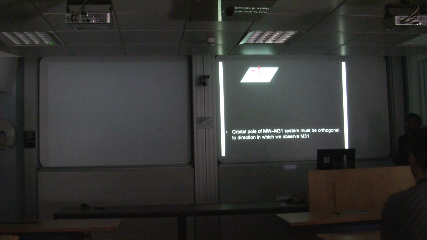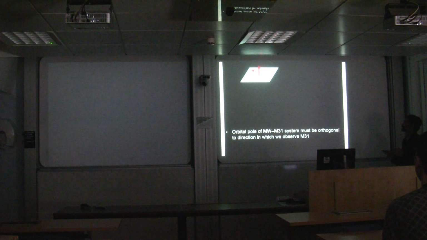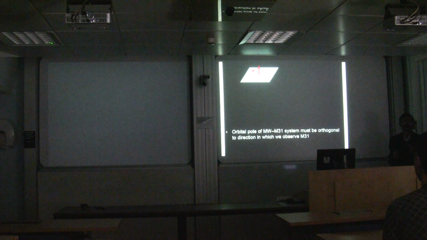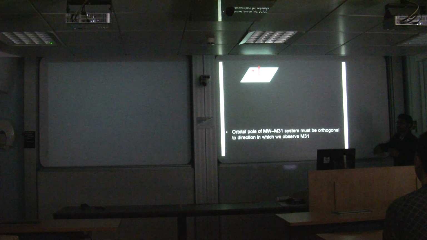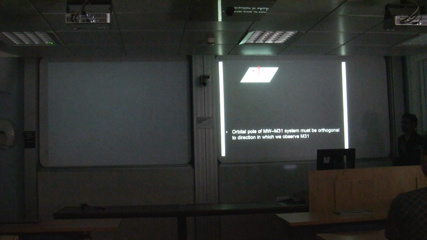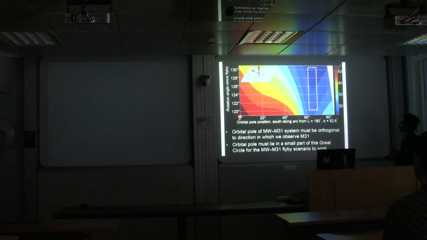But how do we know that? Well, we don't know that for sure, right? The orbital pole could just as easily be in that direction instead. As long as it's orthogonal to the Milky Way Andromeda line, it's a valid orbital pole. So we try various angles, going round like that, and see which ones work best. This is the orbital pole position as you go south along the arc from a particular point, which satisfies this constraint of being orthogonal to Andromeda's sky direction.